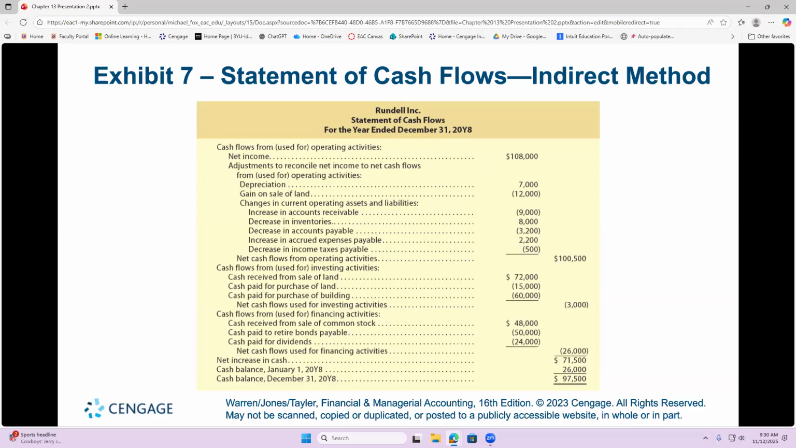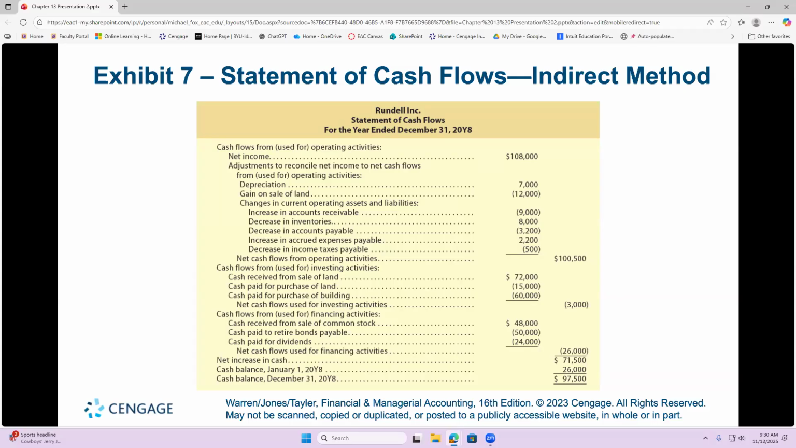Then the cash flows for investing activities. They got cash from selling the land. They paid cash for the purchase of land, and they paid cash for the purchase of a building. Their net cash flow used from investing activities was negative 3,000. So between the cash they received and the cash they paid out for the purchase of land and buildings, they ended up $3,000 in the hole. They paid out 3,000 more than they brought in. That's what net cash flow means.